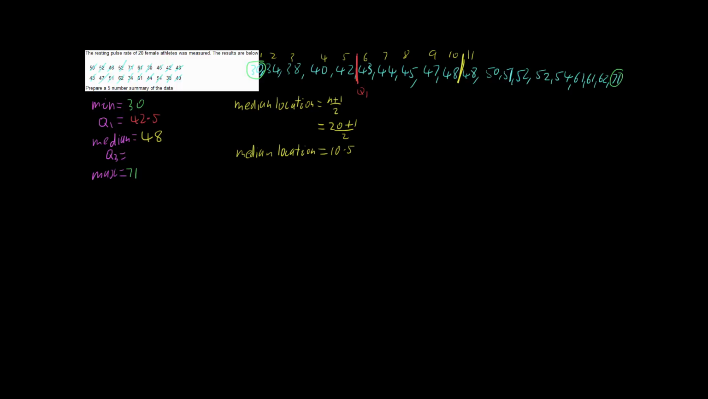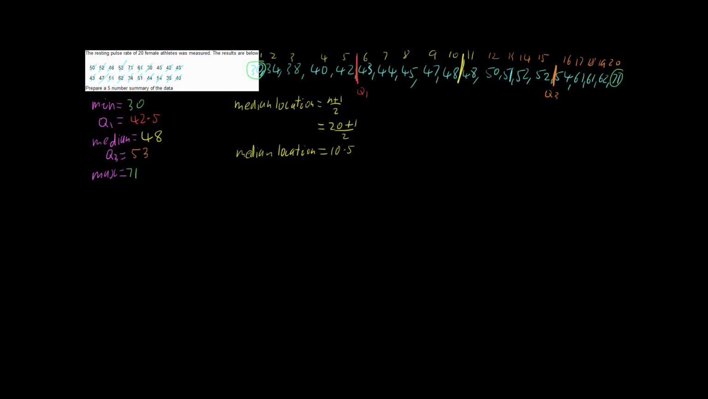We can then find our third quartile by doing the same thing, finding halfway on the higher end of the data. So 1, 2, 3, 4, 5 from the top, so it'll be here, because this is 16, 17, 18, 19, and 20. So our third quartile is between 52 and 54, and halfway between those is 53.